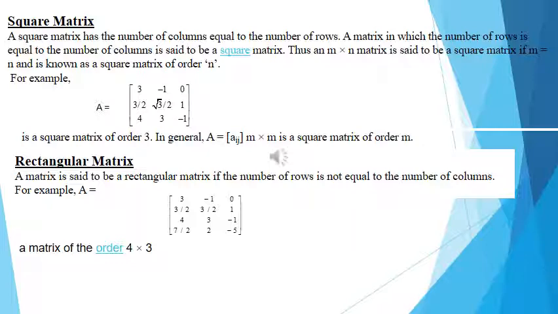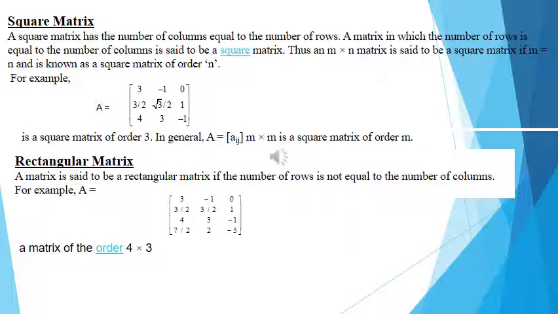Rectangular matrix. What is a rectangular matrix? A matrix is said to be a rectangular matrix if the number of rows is not equal to the number of columns. For example, A is equal to 3, minus 1, 0, 3 by 2, 3 by 2, 1, 4, 3, minus 1, 7 by 2, 2 and minus 1. See here, how many rows are there? 4 rows. How many columns are there? 3 columns. So this is a matrix of order 4 by 3.